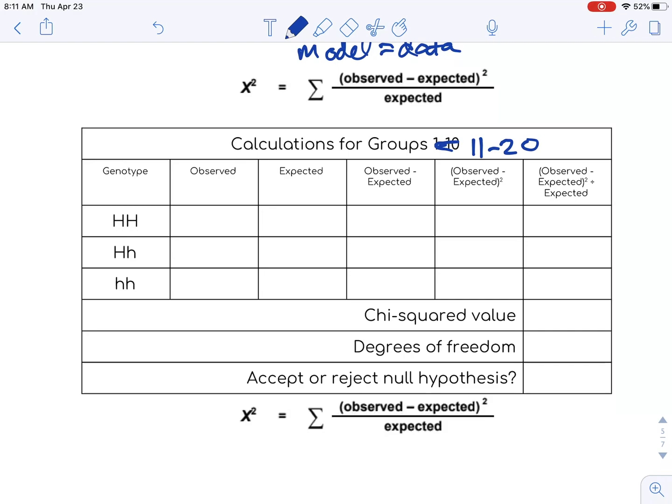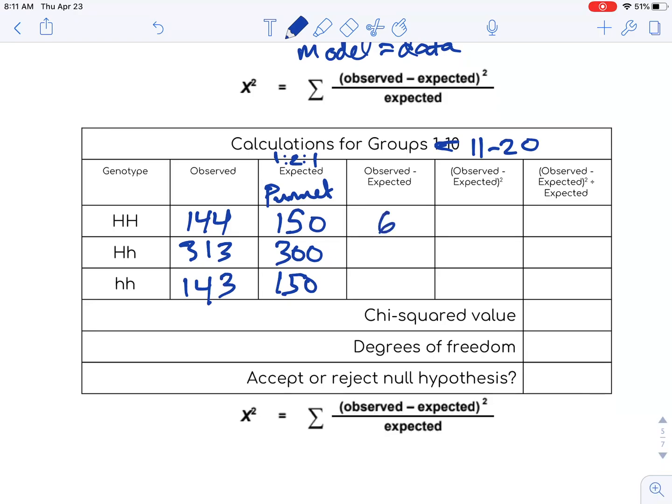For 11 through 20, we had 144, 313, 143. And this should have been 150, 300, and 150. And again, that's just following the Punnett square. This is the Punnett square model. That's what it predicted, a 1 to 2 to 1 ratio.